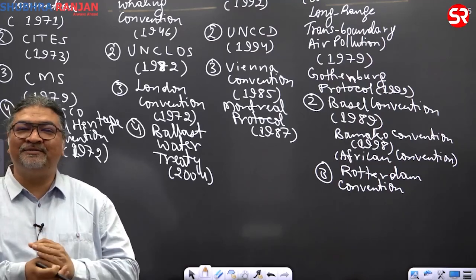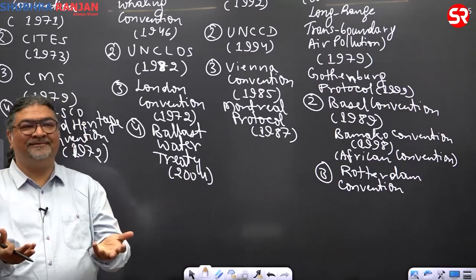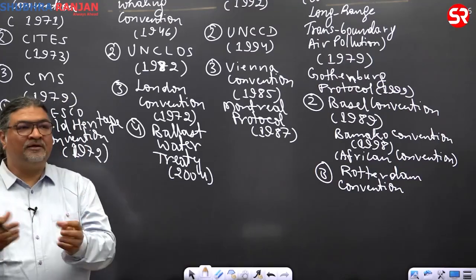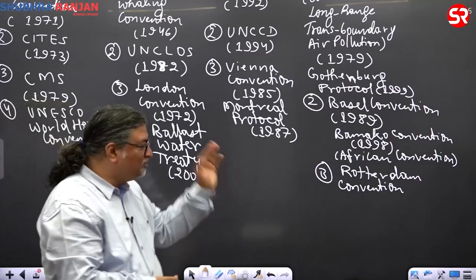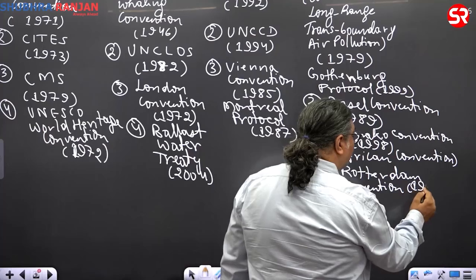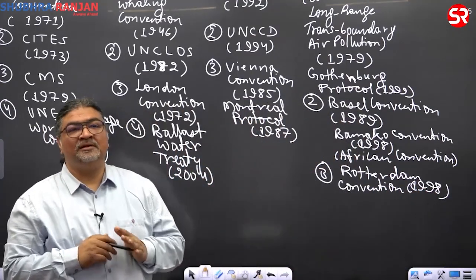Now, why are these names given to the conventions? Because the first time they agreed was at that particular place. When the meeting takes place, they agree, so that's what they give the name. Now, what is the Rotterdam Convention? It is from 1998, the same time when Bamako was there. Now see, what is Rotterdam?